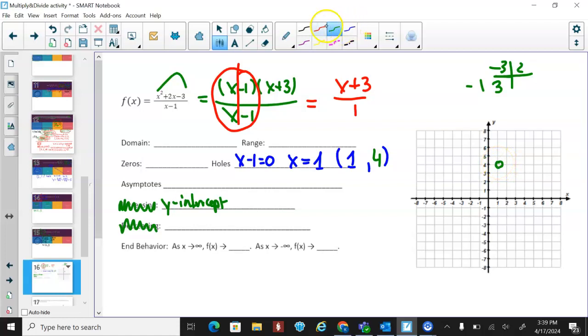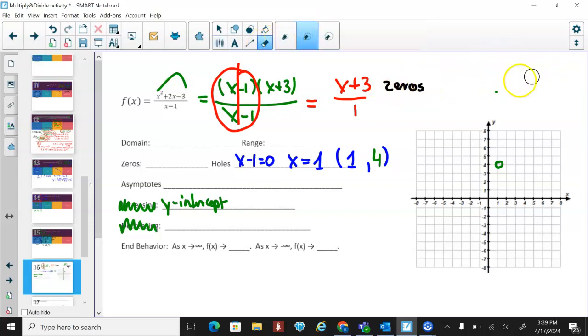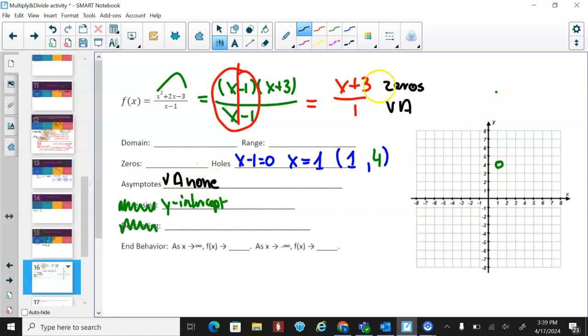Now, remember, top, it's zeros, which is x-intercept as well. And bottom, it's vertical asymptote. Well, I don't have a bottom, so I don't have a vertical asymptote. I do have a 0, so I'm going to take x plus 3 and equal it to 0. So x equals -3. That's where my x-intercept is. Okay?